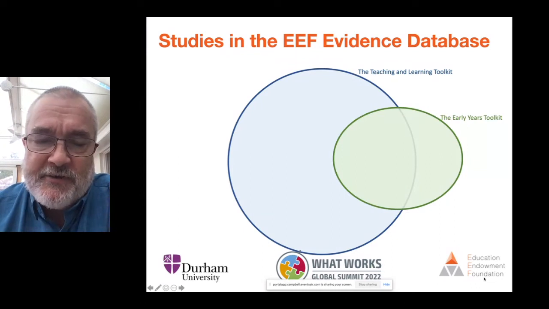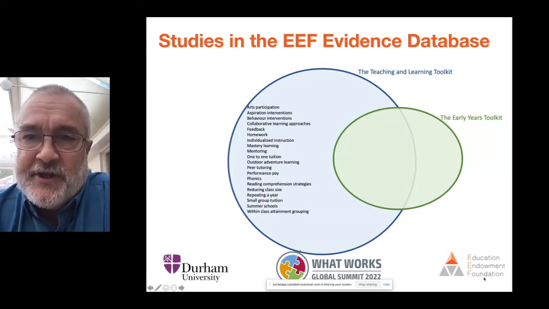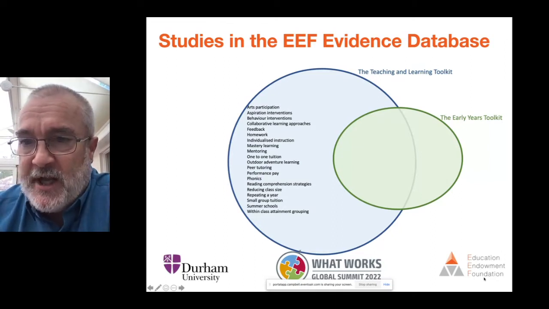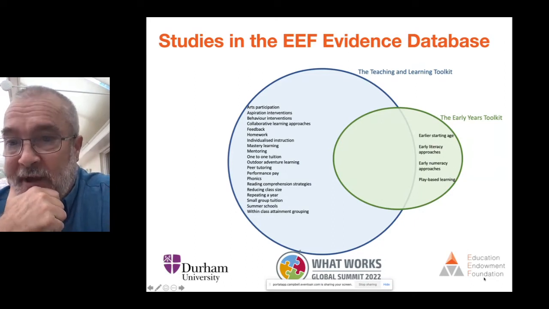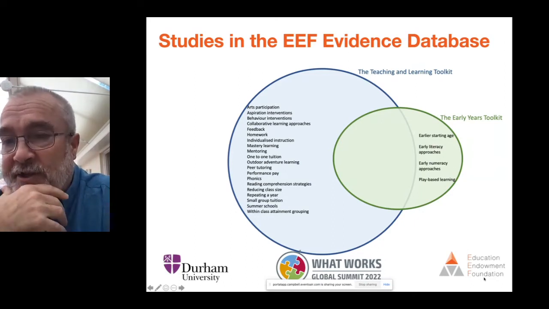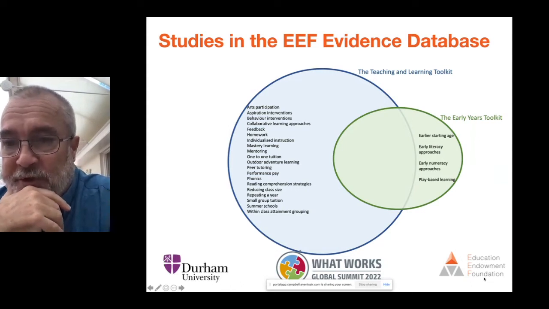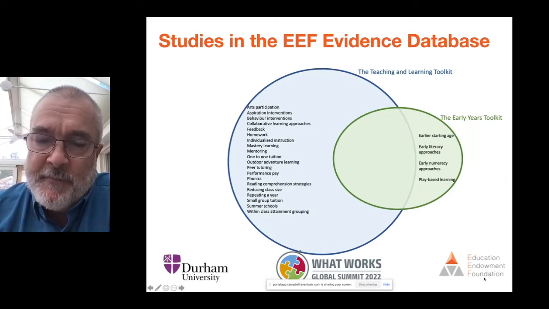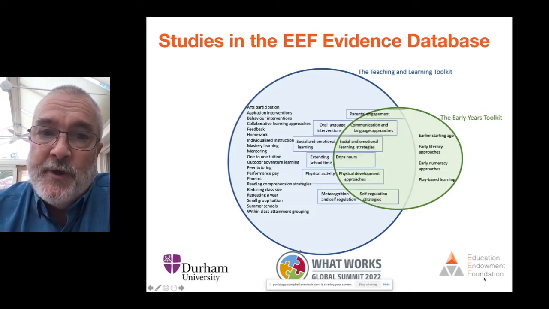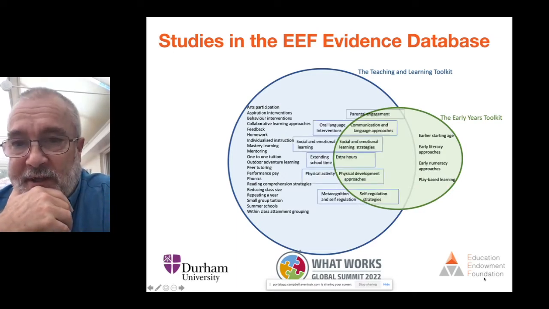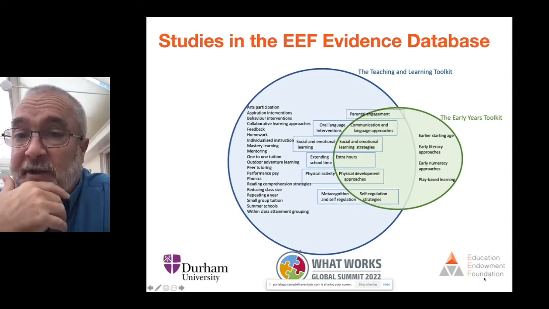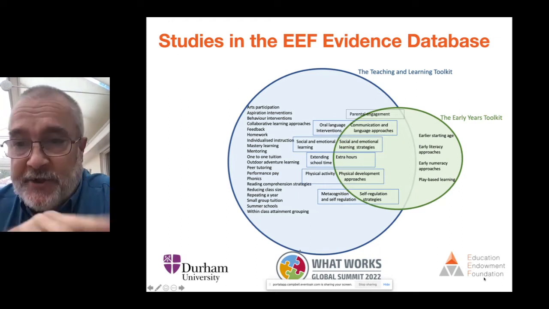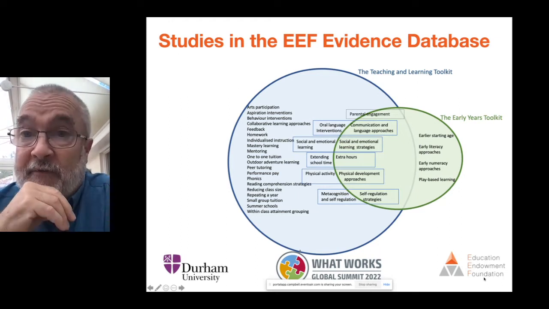They're not completely distinct. So there's a set of studies, don't worry about the detail, there's a set of studies and strands within the teaching and learning toolkit. And then there are some unique additional areas that are only available in the early years toolkit. So an earlier starting age for preschool or nursery, for example, is unique to the early years toolkit. But then there are also some themes that run across the two. So the early years toolkit is basically a subset of those in parental engagement, for example, that are relevant to a particular age range. All of these studies are in the overall evidence database.